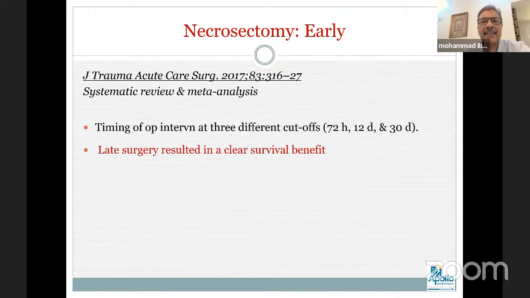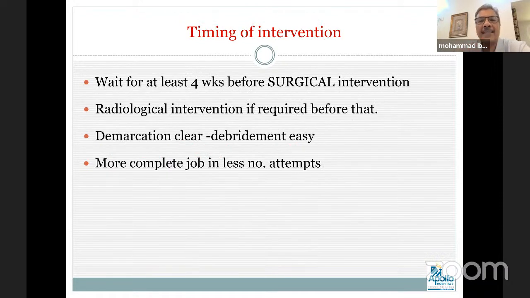This is another study published in 2017, where the timing of operative intervention at 3 different cutoff levels was compared: intervention at 72 hours, 12 days, and 30 days. And this study showed that late surgery resulted in a clear survival benefit over early intervention. Therefore, as regards timing of intervention, wait for at least 4 to 6 weeks before taking up any surgical intervention. If the patient's condition demands, you can fall back on radiological or endoscopic intervention beforehand, but not surgical intervention. For surgical intervention, it is preferable to wait for at least 4 to 6 weeks.